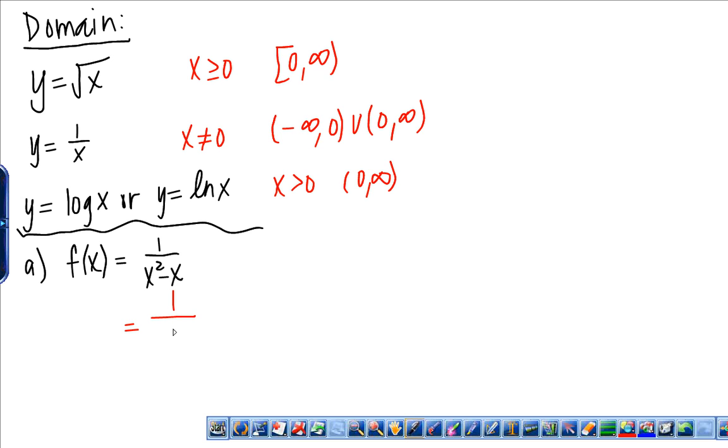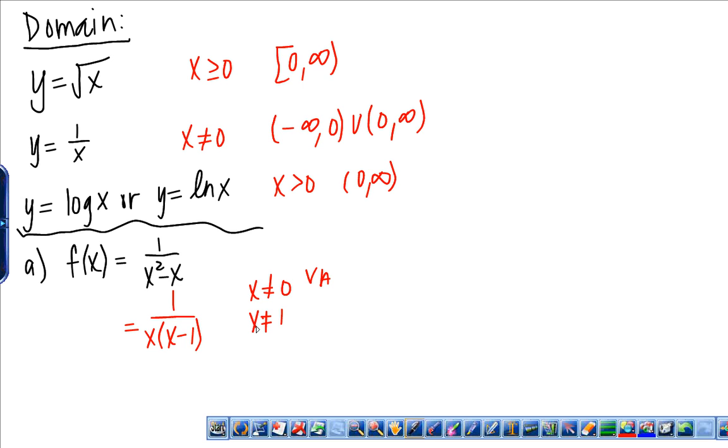So I could say 1 over x parenthesis x minus 1. Now remember, on the bottom of a fraction, you cannot have a 0, and that's basically your vertical asymptotes. So I always set those to 0. So x is equal to 0 and x is equal to 1. Okay, so x cannot be those because those are your vertical asymptotes, right?